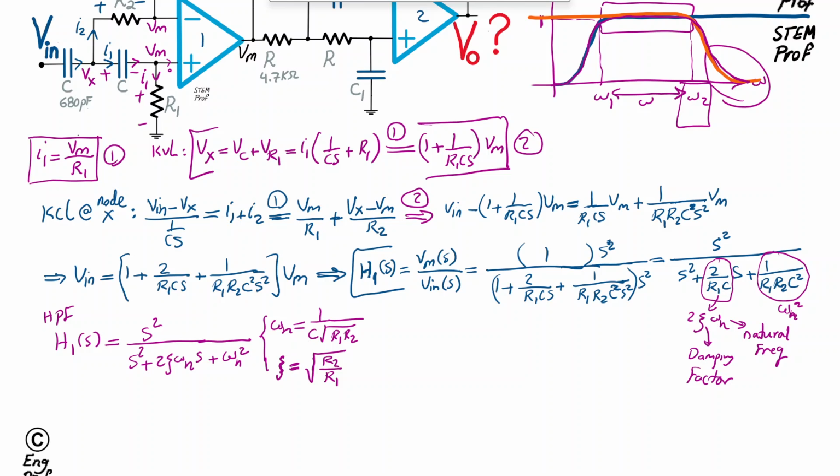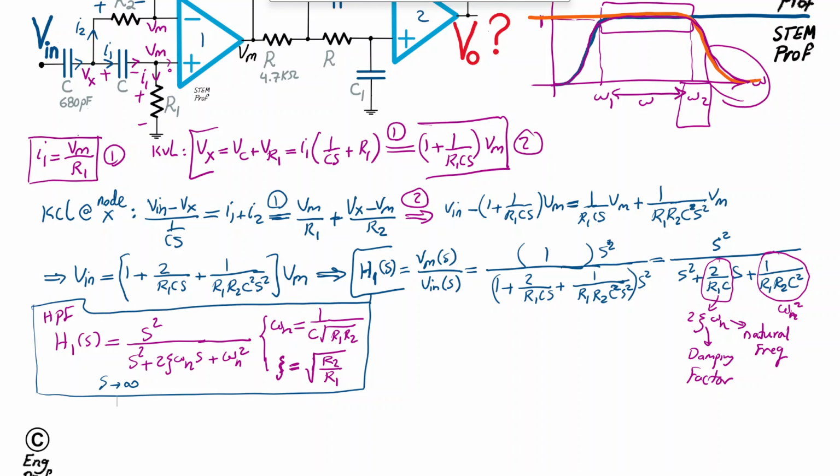So this is the big picture for the, let's say, transfer function of the first stage. What is the benefit of this? Obviously you can see when s is going to infinity, which means large frequencies, then the transfer function is dominated by s squared over s squared, which becomes 1 as expected. And when frequency is DC, s is 0, which means the response is 0 as expected.